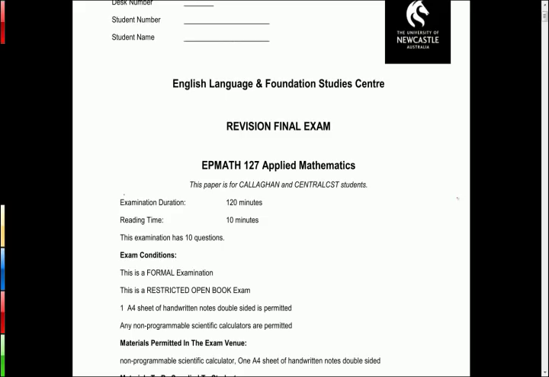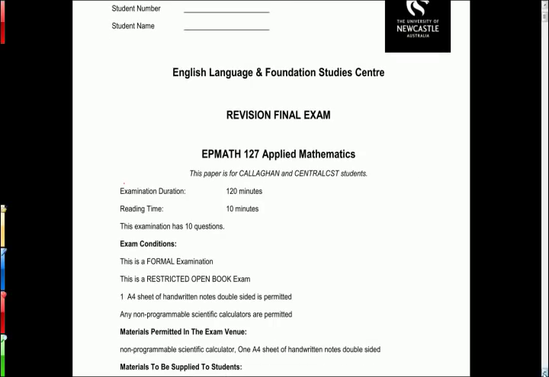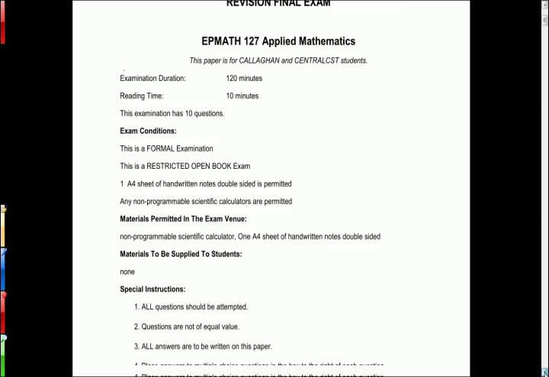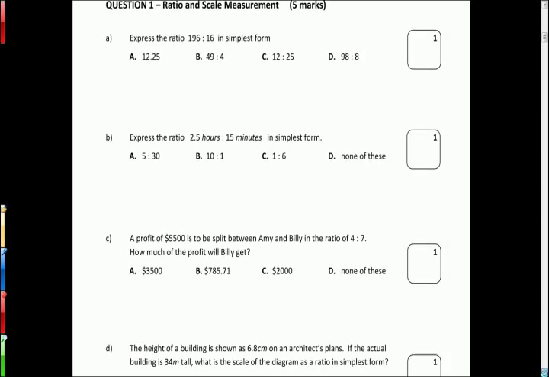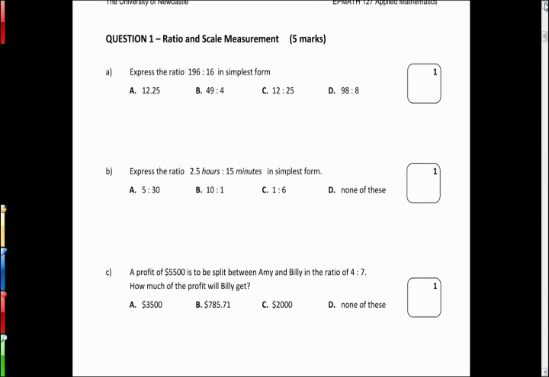Hi everyone, we're going to go through the revision paper for the final exam for EPMATH 127 for 2018 only, because we've had a reduced week due to the strike. So this is the similar layout to what you'll get in the 2018 final exam. There's no B5 content, and the other content's been distributed.